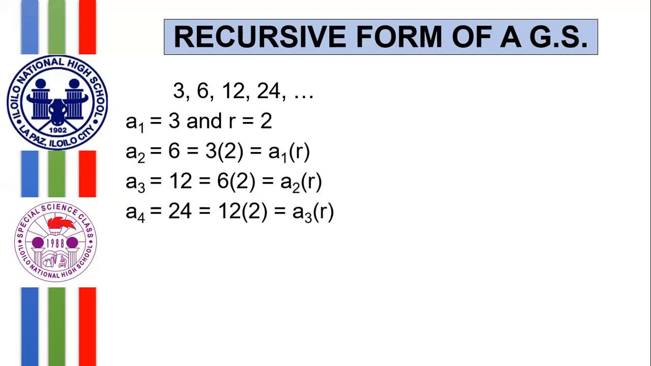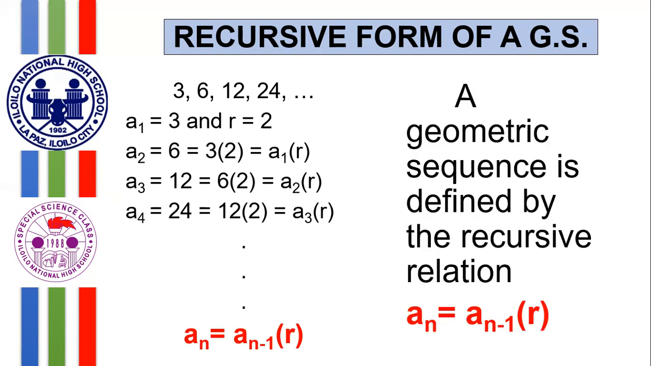With such, if we generalize the pattern for a sub n, you could actually see that a sub n is equal to a sub n minus 1 times r, where a sub n here is the nth term of a geometric sequence, and a sub n minus 1 is the term immediately before it or immediately preceding it, and r is our common ratio. So this is the recursive relation or the recursive form or formula of a geometric sequence.